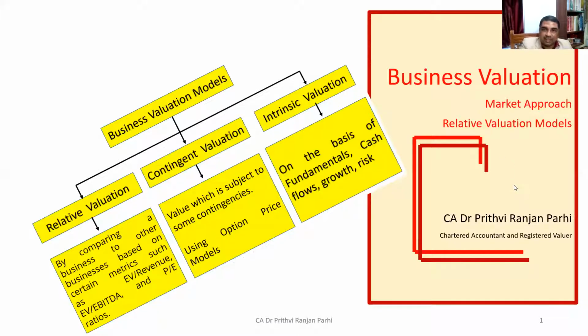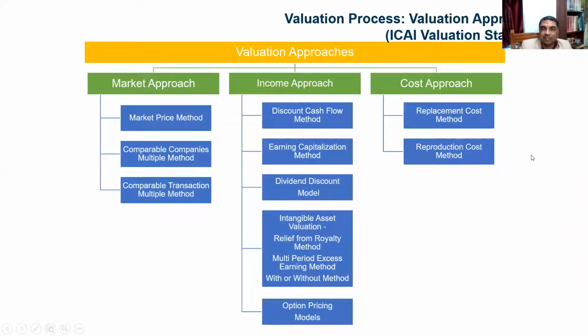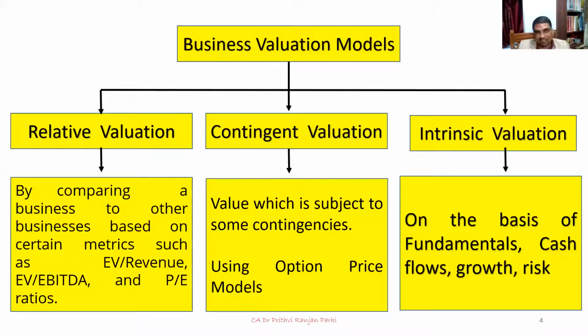We'll be discussing that market approach and the relative valuation models that I had told you briefly about in the previous class. If you have a look at these approaches, you can see how many types of approaches are there. Valuation approach, three approaches you can see: market approach, income approach, cost approach. Under these, various methods are there. We will be learning these methods one by one. And in your previous class, we had discussed some valuation models, and for our convenience, we had classified these models into three categories.